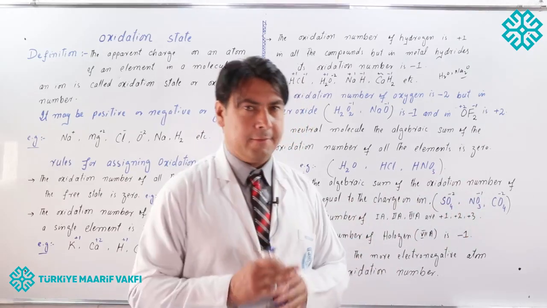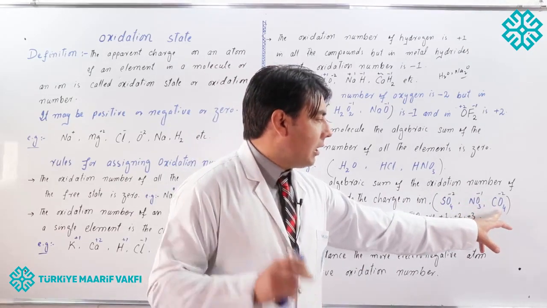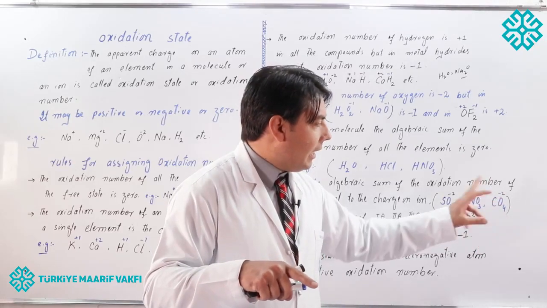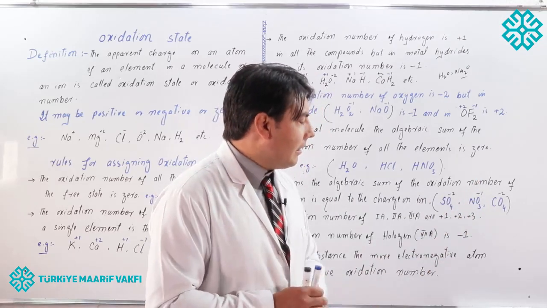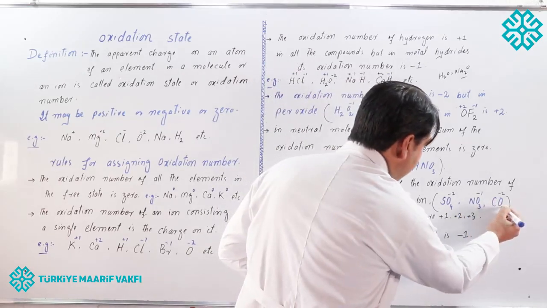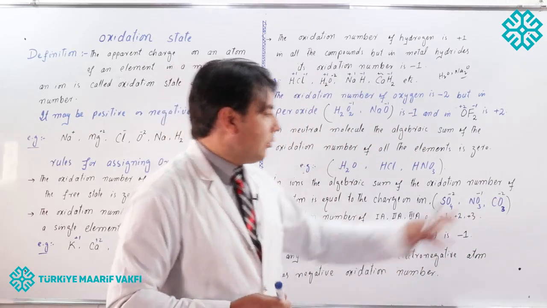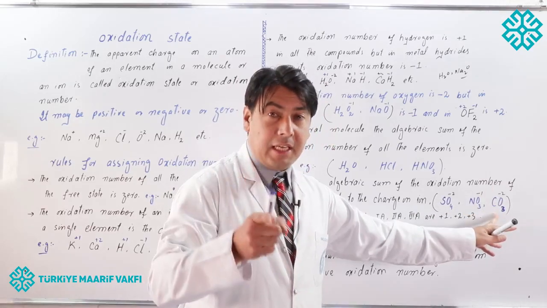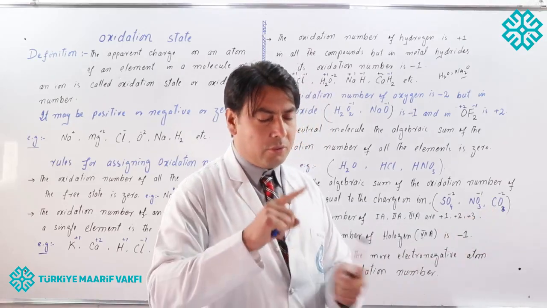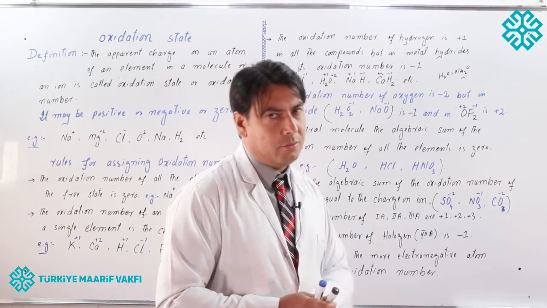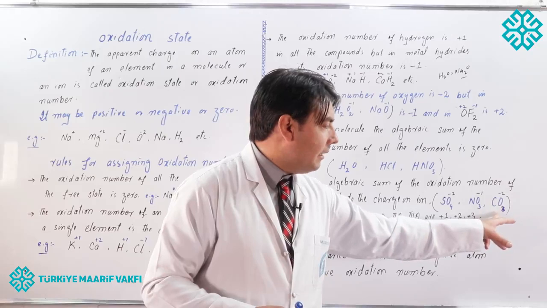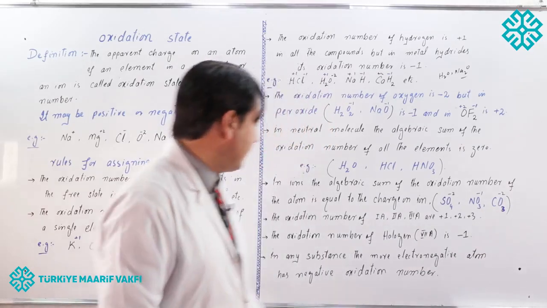Now look at the carbonate. This is carbonate, CO3 2-. So the oxidation number of 3 oxygens is -6, and the oxidation number of carbon is +4. So +4 minus 6 is equal to -2. So this is the apparent charge, which is the algebraic sum of the carbon and oxygen oxidation numbers.